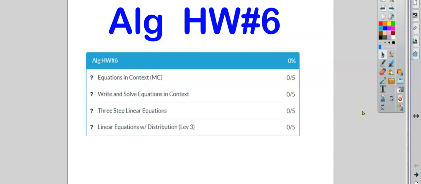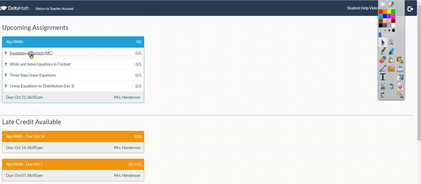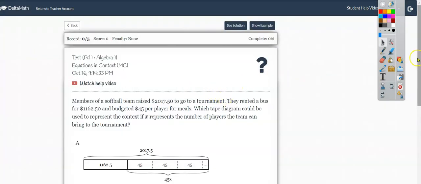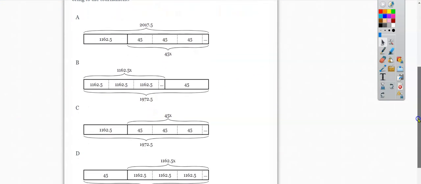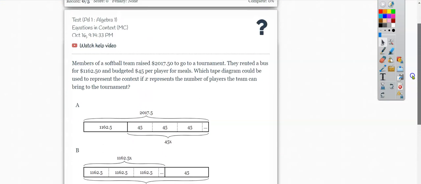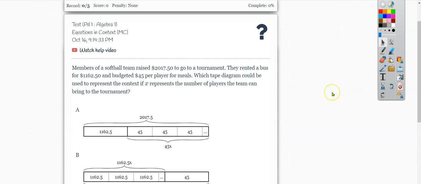This tutorial will help you to complete the questions on homework number 6. The first topic is equations in context, which is a multiple choice question. This one will give you 4 choices that show tape diagrams or visual representations of an algebraic equation.